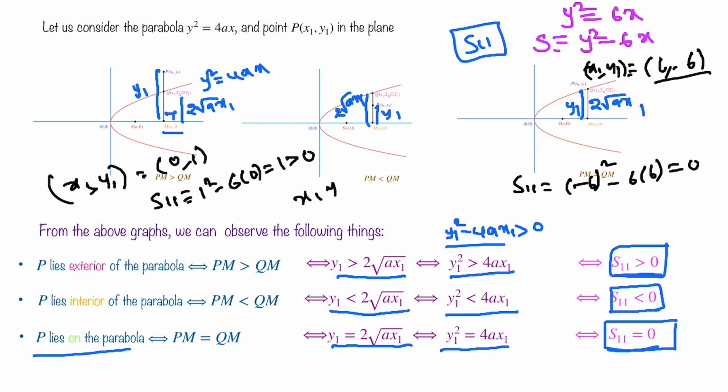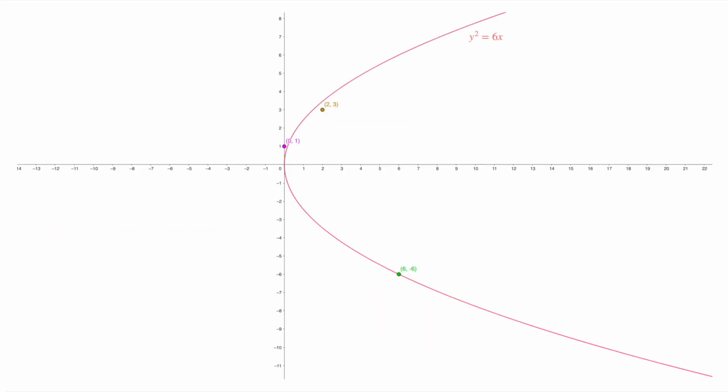If you take your point to be (2, 3), let's see what S11 is. S11 is going to be 3 squared minus 6 into 2, which is going to be -3. Minus 3 is negative, so this point (2, 3) lies interior to the parabola, inside the parabola. Fine. So this is how you can easily decide whether a point lies on the parabola, in the interior of the parabola, or in the exterior of the parabola.